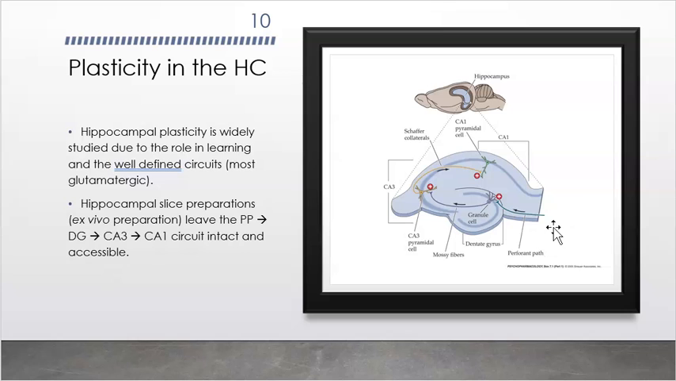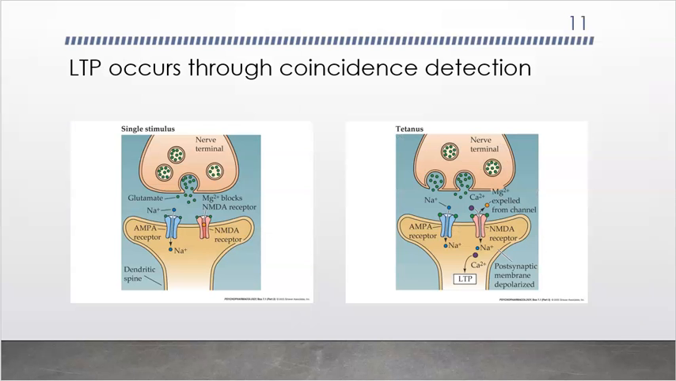Then we follow the perforant path to our dentate gyrus and we follow the path into CA1. All of these circuits are intact and accessible, so we can study the entire thing. That's why we didn't cut it up and down or anything like that. It's because we want to be able to see the entire circuit. Using these types of cuts is where we first theorized LTP and LTD.